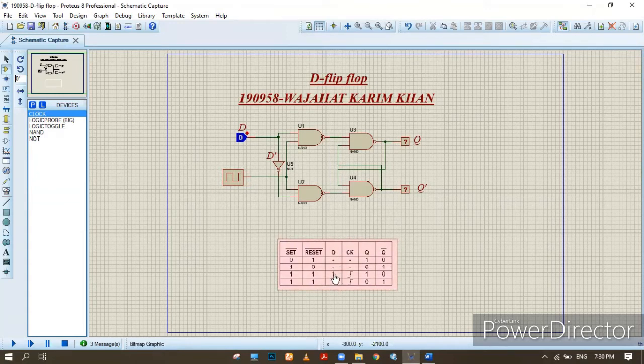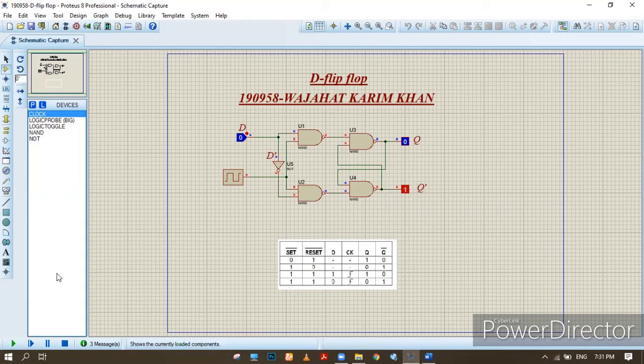First we will give D 1. So when we have D 1, here we will have D prime equal to 0. So we will get our result 1 0. So here you can see 1 0. Now we will input 0. So this will be 1, and this channel, so we have 0 and 1. Here Q 0 and Q prime 1. So that's it. This is a D flip flop.